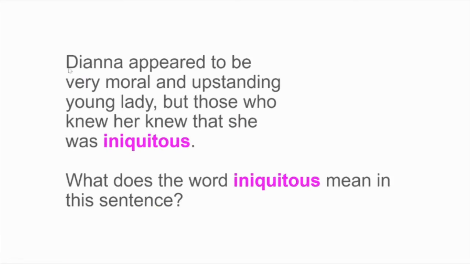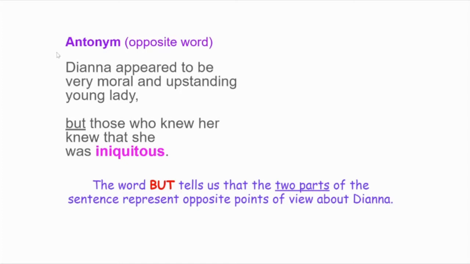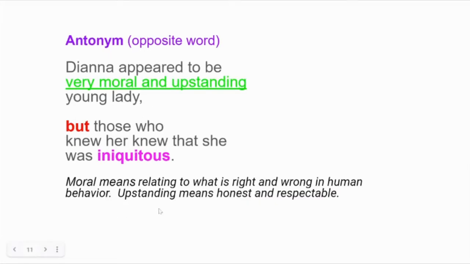Let's take a look at this sentence. Diana appeared to be a very moral and upstanding young lady, but those who knew her knew that she was iniquitous. What does the word iniquitous mean in this sentence? Here I am going to use the antonym strategy, the opposite word, because I see the word but right here, which tells us that there are two parts of the sentence that represent opposite, different points of view about Diana. Here it says she appeared to be very moral and upstanding, but those who knew her knew that she was iniquitous. So iniquitous must be the opposite of being moral and upstanding. And being very moral and upstanding has something to do with being honest and respectable. And moral means relating to what is right and wrong in human behavior.